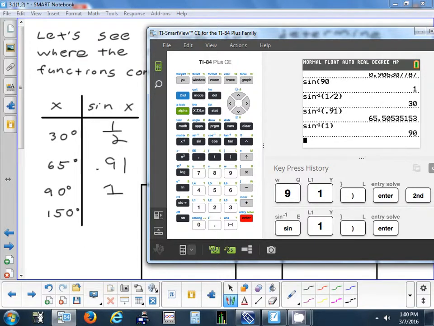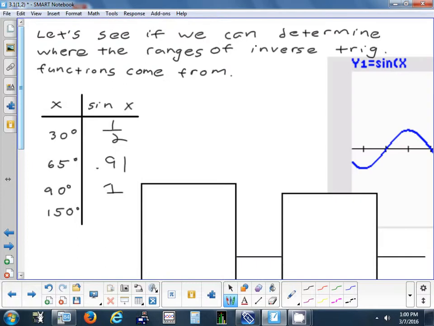You're working to figure out an angle. Okay, let's take the sine of 150. I get 0.5, or 1/2. Does anybody see where that answer happened earlier? 30. It happened at 30.